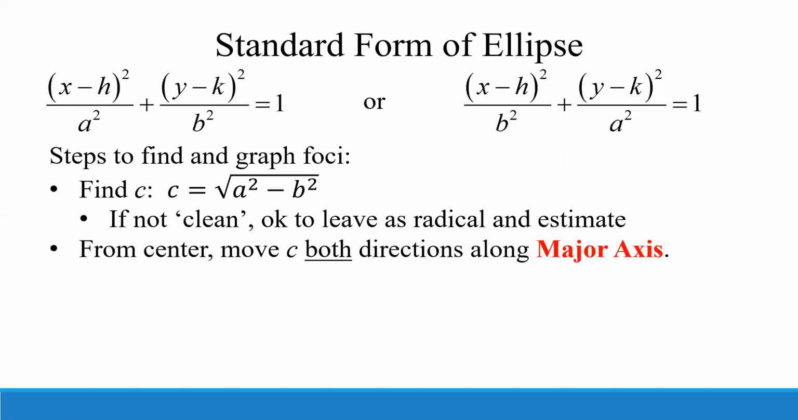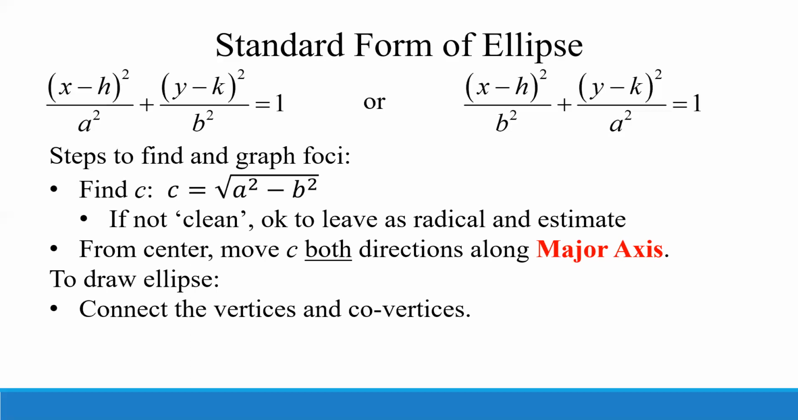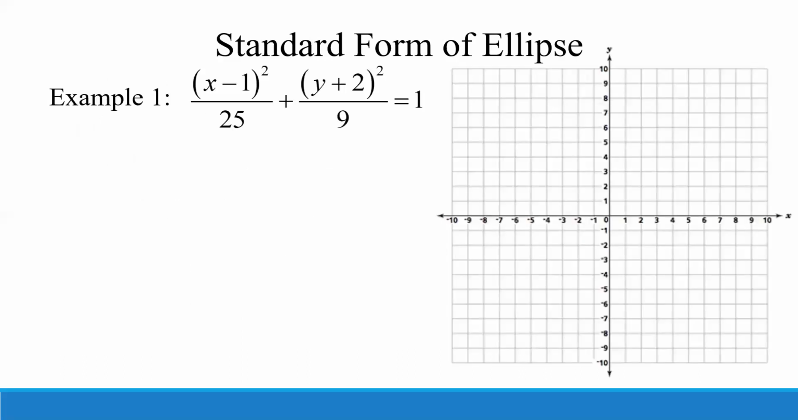And then you go back to your center point, and you're going to move that distance both directions along the major axis, and those are going to be your focus points, or your foci. And then to draw the ellipse, we're just going to connect the vertices and co-vertices. It's going to be some kind of, like I said, oval shape. Okay, so let's jump into an example here.